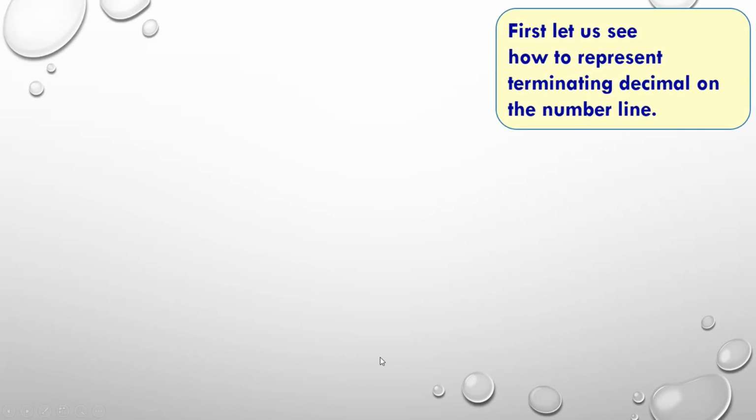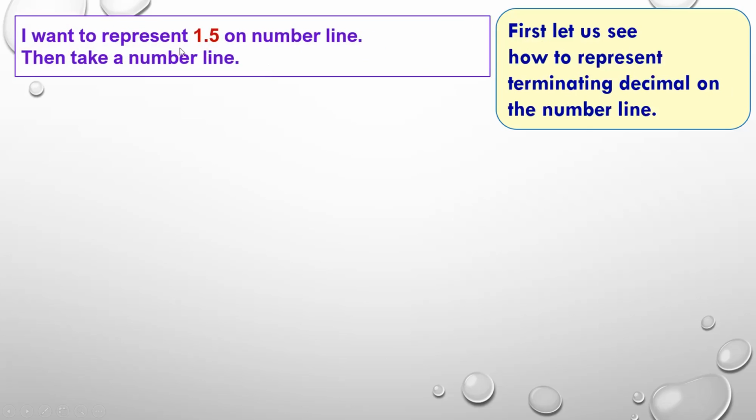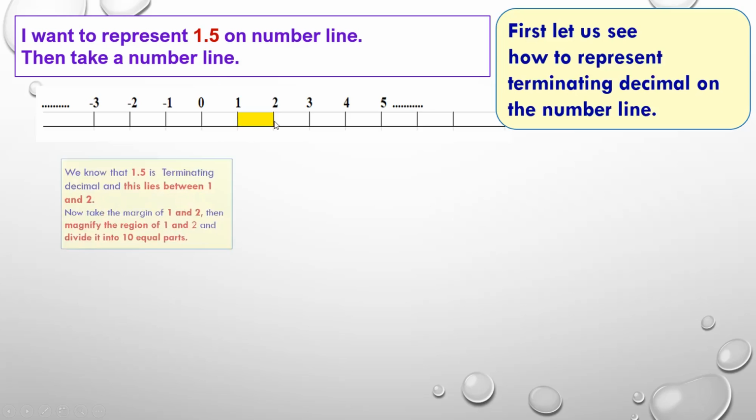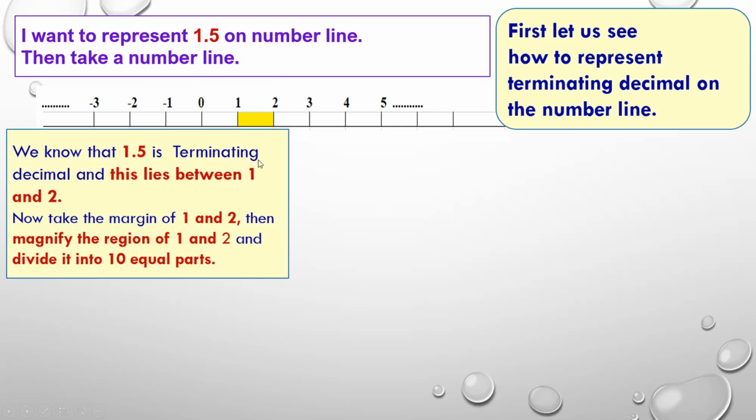We will take a small example to represent a decimal number on number line. First, let us see how to represent terminating decimal on the number line. I want to represent 1.5 on the number line. Then take a number line, like this. 1.5 lies in between 1 and 2. We know that 1.5 is terminating decimal and this lies between 1 and 2.